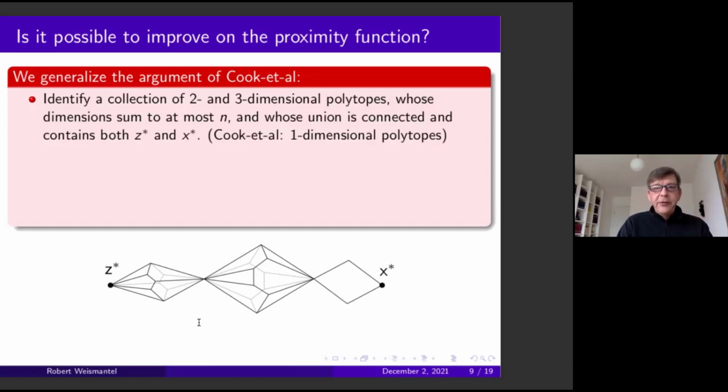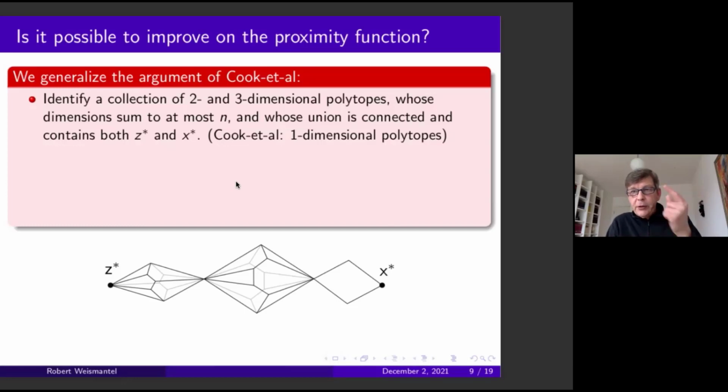And in fact, we can also partially extend this to three-dimensional polyhedra. And so what we now do, and this is really pretty technical, is that we identify in this spindle in high dimensions a collection of 2- and 3-dimensional polytopes whose dimensions sum to at most n, and whose union is connected and contains both this integral point z star and x star. And in fact, this is the clear generalization of the Cook et al.